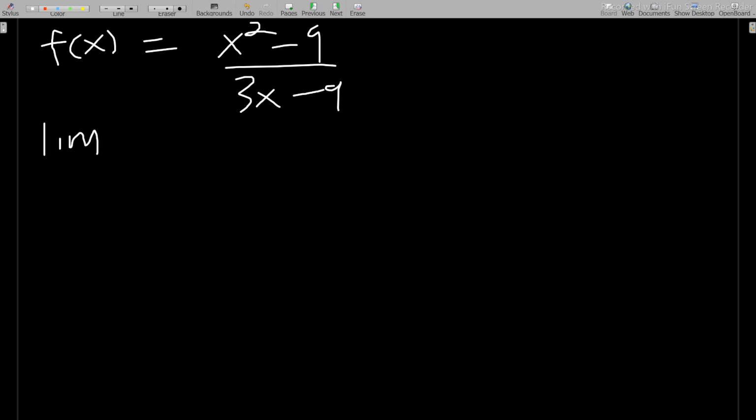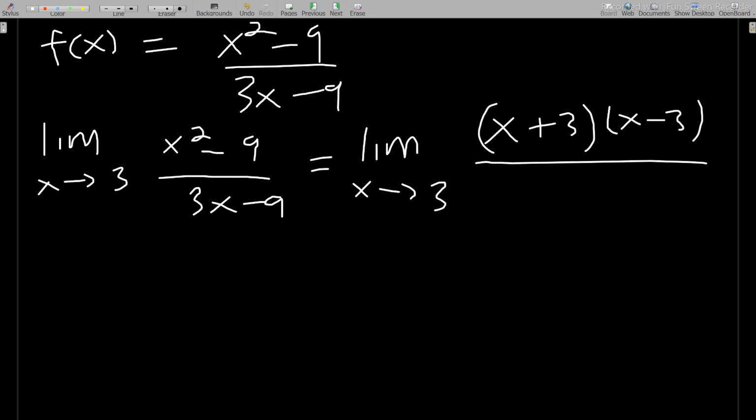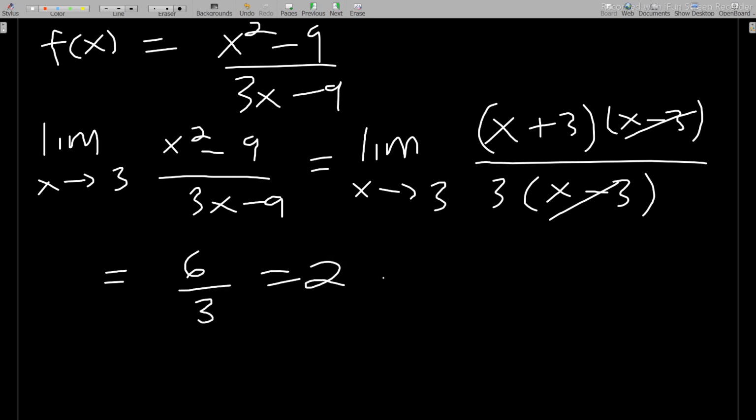So limit as s approaches 3 of s squared minus 9 over 3x minus 9. This is the same as limit as s approaches 3 of x plus 3 times x minus 3, difference of two squares, right? Over 3 into x minus 3, and we can take this off. So when I plug in 3, this will work. So we'll get 6 over 3, which is equal to 2. The limit exists. So it means that we have to check the function evaluated at 3.